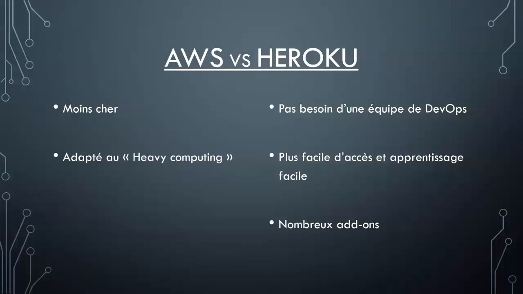Again, this saves a lot of time, but it's important to know that Heroku is a little bit more expensive than AWS. Amazon is also more interesting if you don't need a lot of data mining or machine learning algorithms, for example, because it's much more adapted for heavy computing.